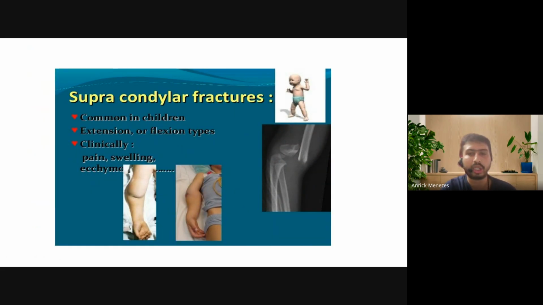So supracondylar fracture. What is supra? Supra means anything above the condyles. A supracondylar fracture is commonly seen in children. You have your extension and flexion types. Clinical sign is swelling, where you can see a clear-cut fragment breaking just above your condyles. You can see this is your elbow joint. See how just above the elbow the supracondylar fracture is seen.